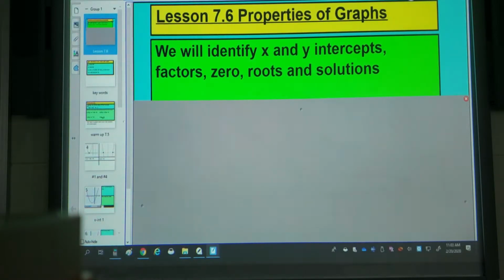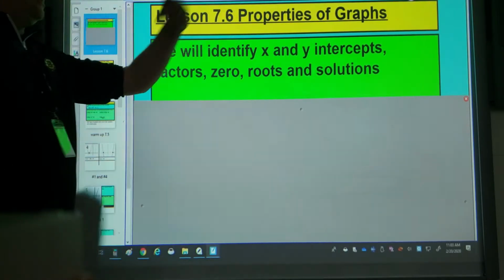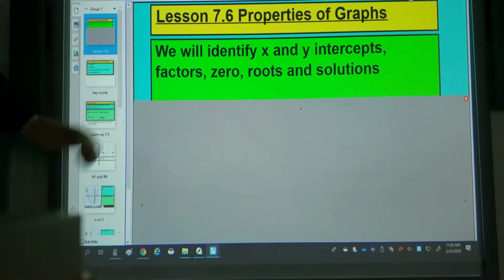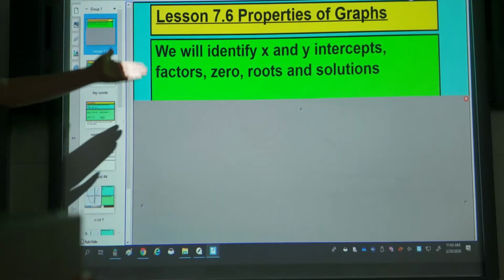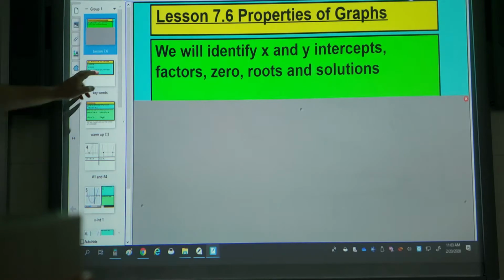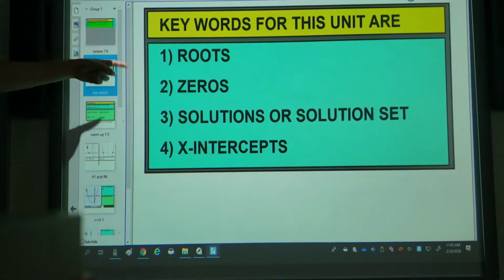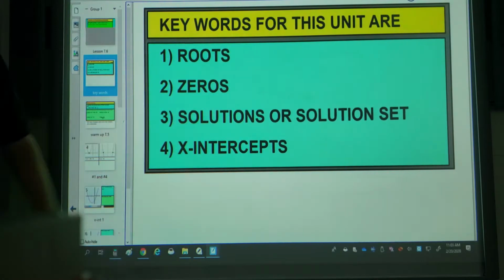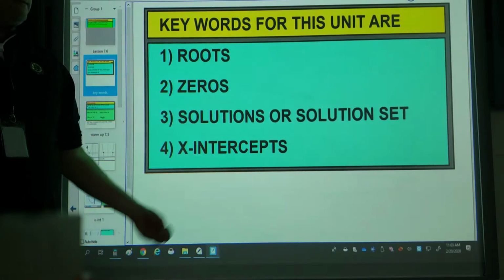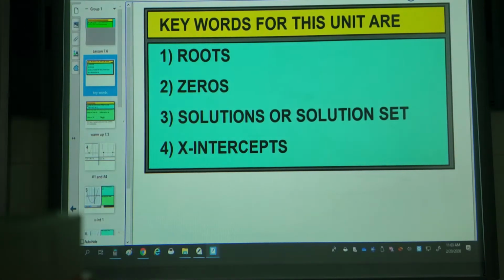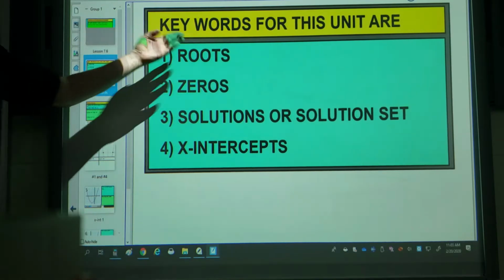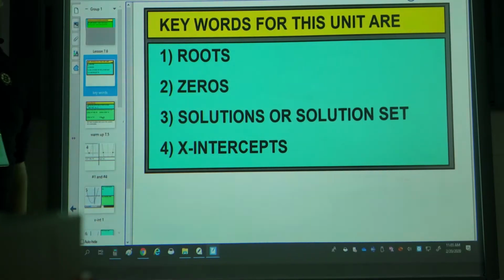So this is the video for lesson 7.6, and we're going to focus on properties of graphs today, and we're going to specifically look at x and y intercepts, factors, zeros, roots, and solutions. And importantly, some of the key words for this section are roots, zeros, solutions or solution set, and x-intercepts. And all these things mean exactly the same. So if they ask you to find a root, it's really asking you to find an x-intercept.